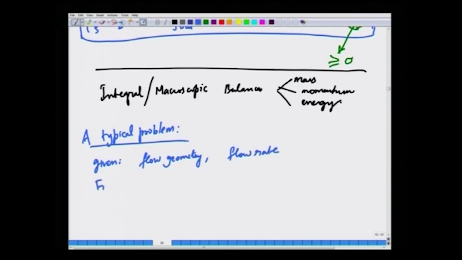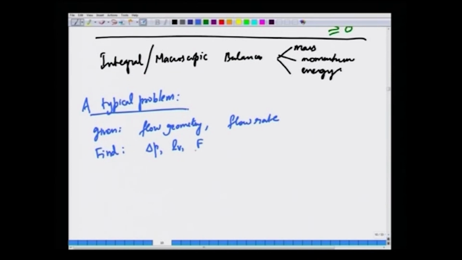and we may be asked to find, for example, what is the pressure drop required to make the fluid flow, what are the losses that are involved, what are the forces that are exerted on various parts of the control surfaces because of the fact that fluid is flowing through this geometry. Now, it turns out that such a problem is not well specified, because we will eventually find that this number of unknowns that we have is greater than the number of equations.